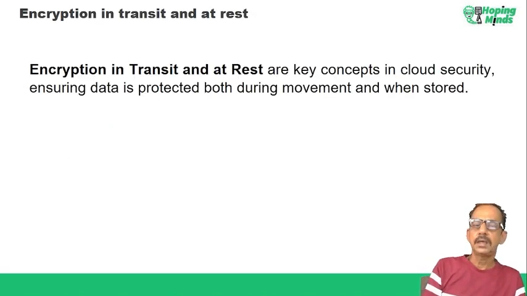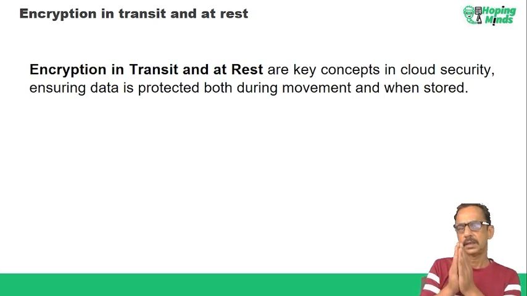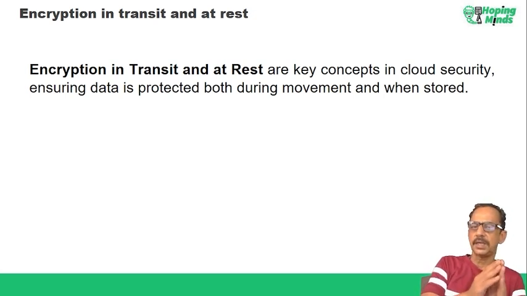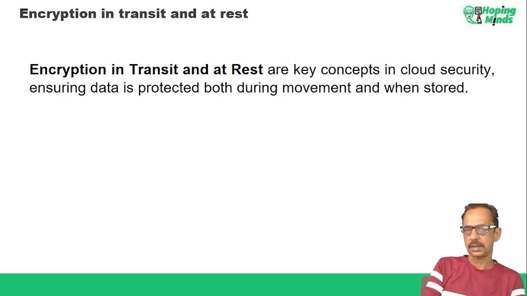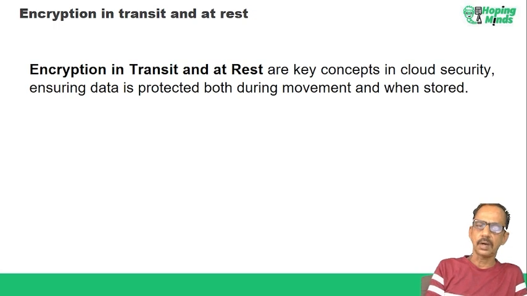Next, encryption in transit and encryption at rest. Transit means on the way. Some data is going on the way, or it is at rest, meaning on your hard disk, in your storage. So how do you want that data? When it's going on the way, it should be encrypted, and when it is at rest, should it be encrypted or not.